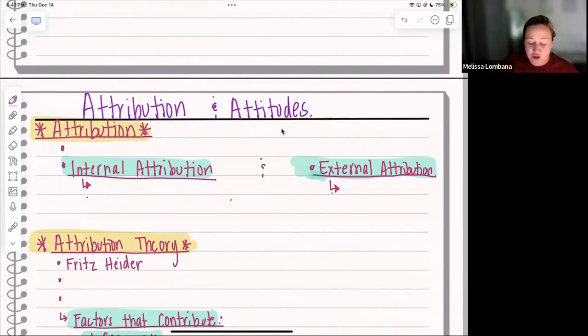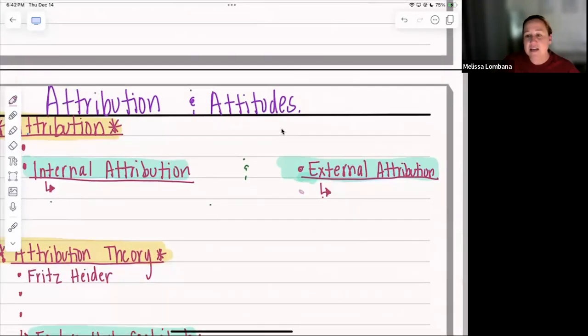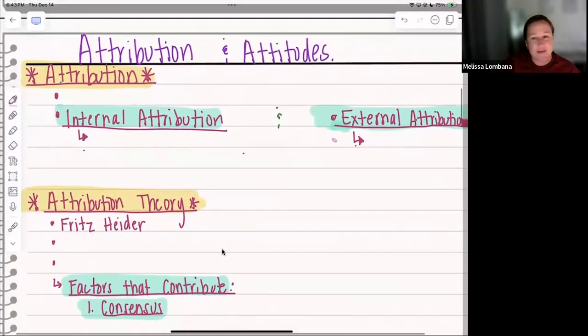Okay, and then external, which is here, is that we attribute behaviors to external factors, such as, and write that down too, situation or other people. So internal is more that the person has control over the situation and the behavior, and external is something else influencing the behavior. And you'll see that this is not always right. And us as humans, how we justify other people's behaviors. Very interesting how that goes.